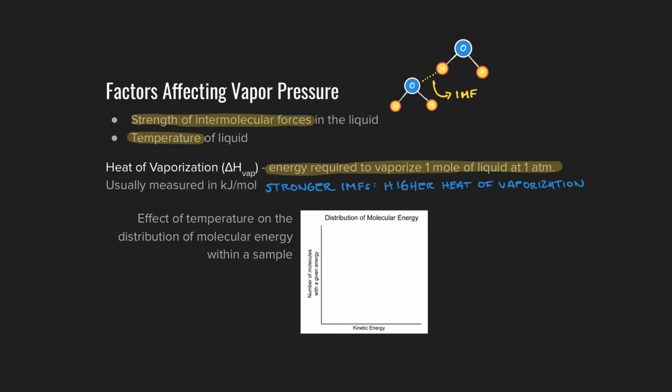Now, let's take a look here at a real quick graph with those definitions and general ideas in mind. In this particular graph, what we're looking at is the effect of the temperature on the distribution of molecular energy within a sample. And in this graph, along the x-axis, we've got kinetic energy. And then on the y-axis, we have the number of molecules with that given kinetic energy. And the key thing to note here is the idea that within a substance at a particular temperature, not all of the particles have the same kinetic energy. Some of them are moving faster, some of them are moving slower.